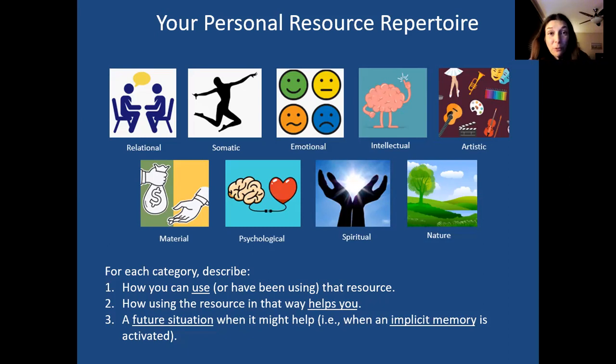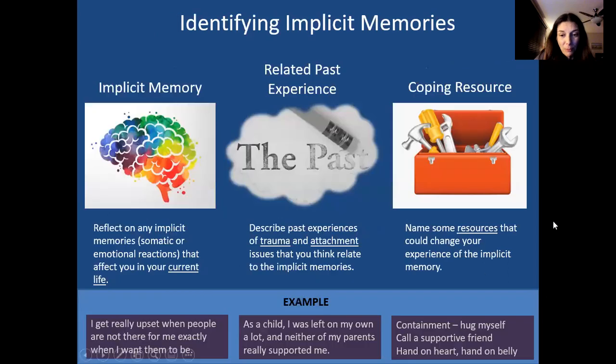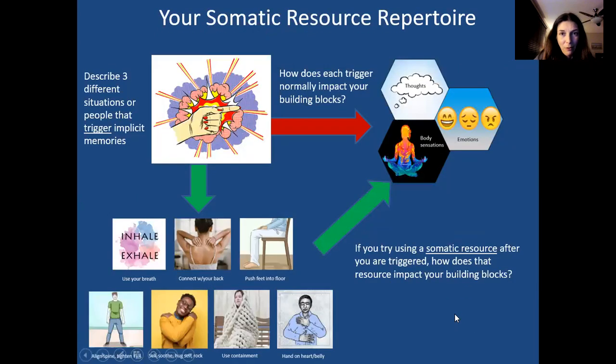So for each category of resources, and we had to do an inventory of our resources in the past, okay? How can you use or have been using that resource? So how have you been using relational resources, somatic resources, emotional, intellectual, etc.? And how has the resource helped you? Okay, how has it benefited you to do these more often and to bring them back into your repertoire now? And so what's a future situation where they could help, especially in terms of dealing with your implicit memories, right? Because that's the theme of today. All right, so when your implicit memory is activated, how can I use a resource to help, just like we talked about here? Okay, next.